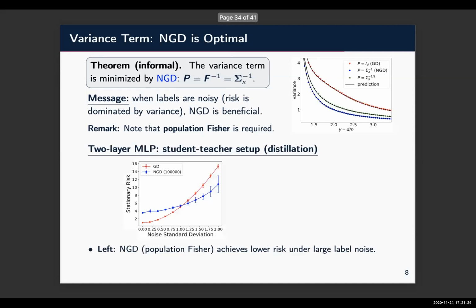This finding is also supported by neural network experiments in a student-teacher setup, or essentially distillation. We observed that natural gradient descent, which is the blue curve, becomes beneficial as the amount of label noise increases. So from left to right, you can think of this as going from a low variance regime to a high variance regime.